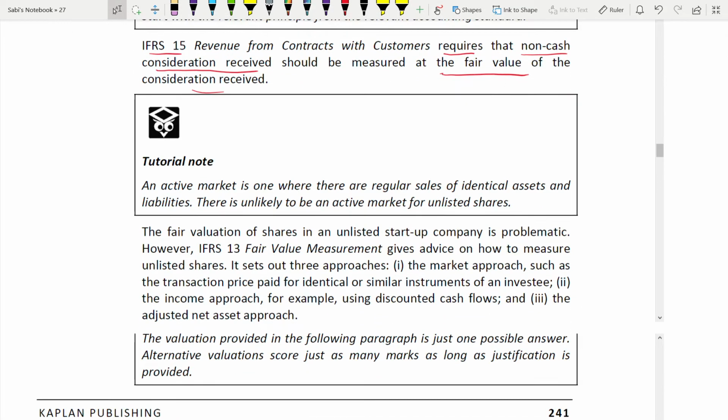Now, the fair value is not given to you. You have to calculate that fair value. So the next standard that you need to use is IFRS 13. Whenever fair value is used and fair value is not given to you, you have to make use of IFRS 13 in your answer, okay?